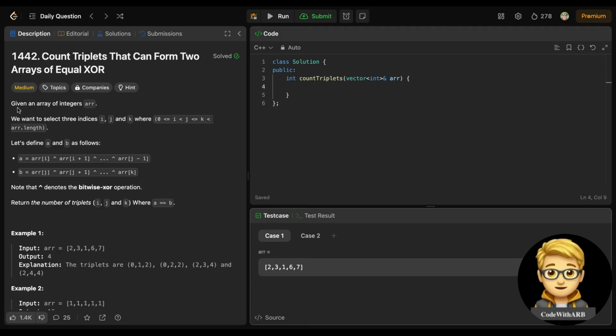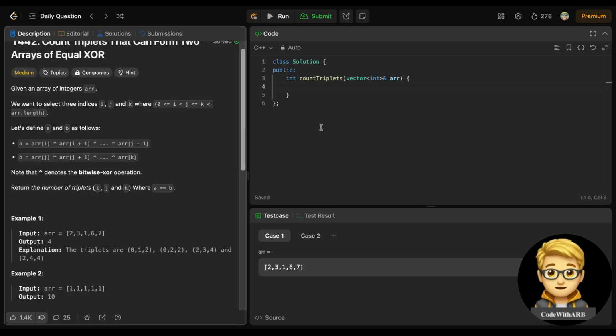So here we are given an array of integers, and we want to select three indices i, j, and k, where i, j, and k are between 0 and the array length. We need to find the count of triplets such that the XOR of arr[i] to arr[j-1] is equal to the XOR of arr[j] to arr[k], right?